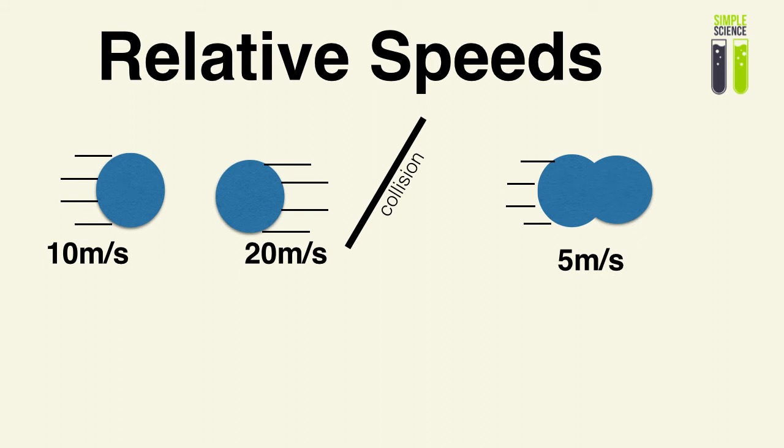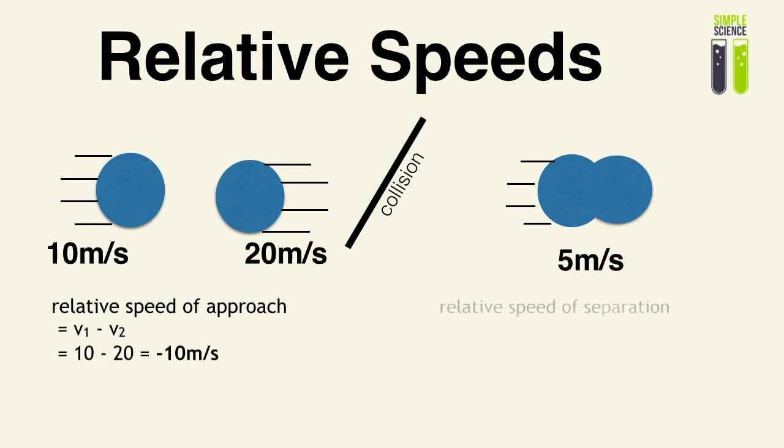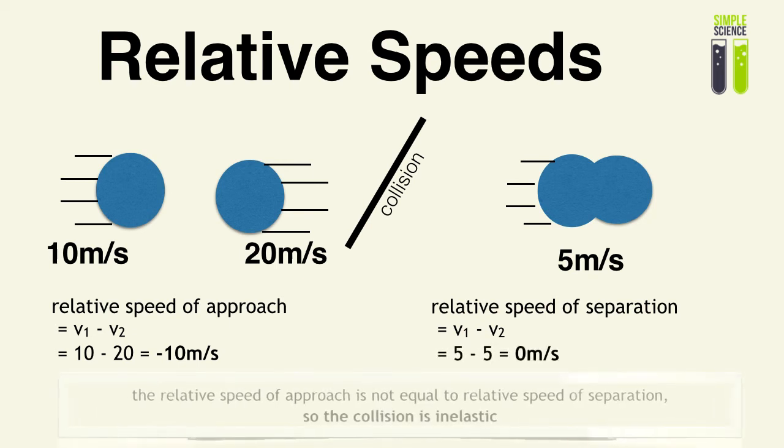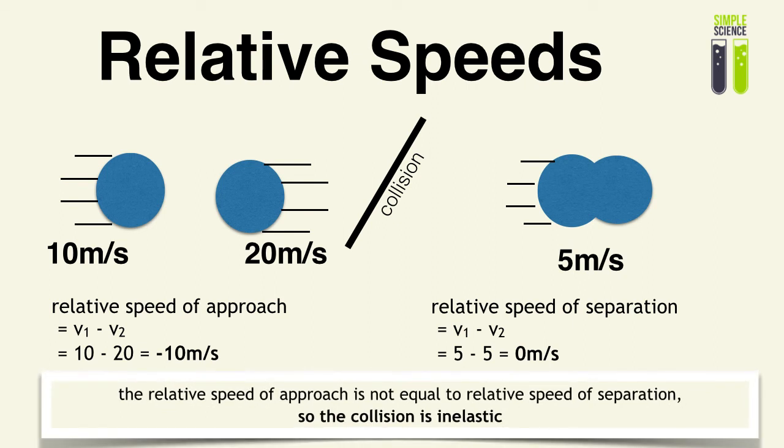Okay, now let's look at another example where the two particles hit each other, collide and stick together. We can find the relative speed of approach, which is the same as before: minus 10 meters per second. However, when they collide, their relative speed is zero, because the two particles are now formed into one and they're traveling at the same speed. They're just stuck together. So the relative speed of approach is not equal to the relative speed of separation, and therefore the collision is inelastic. That means total kinetic energy has been lost.